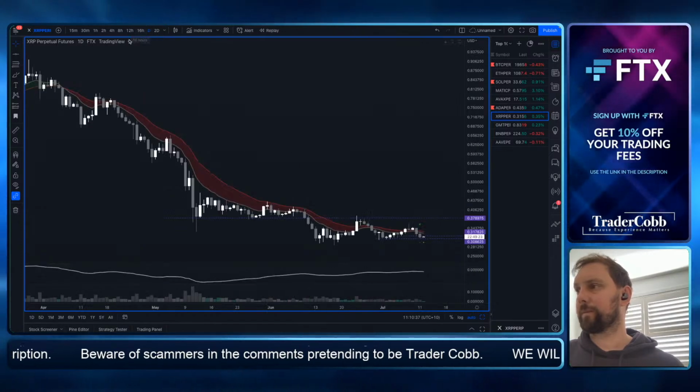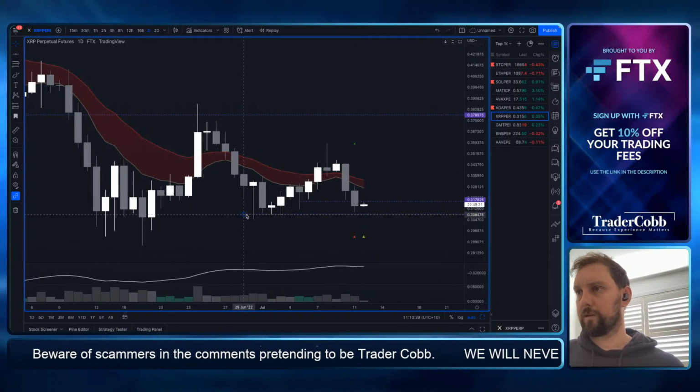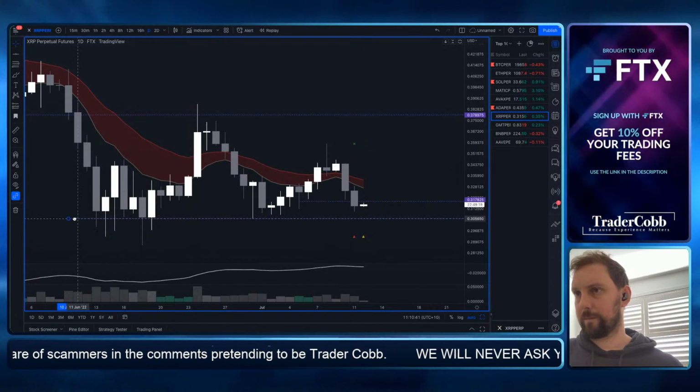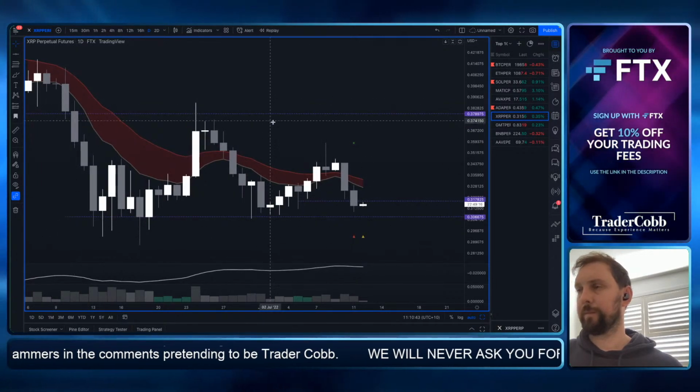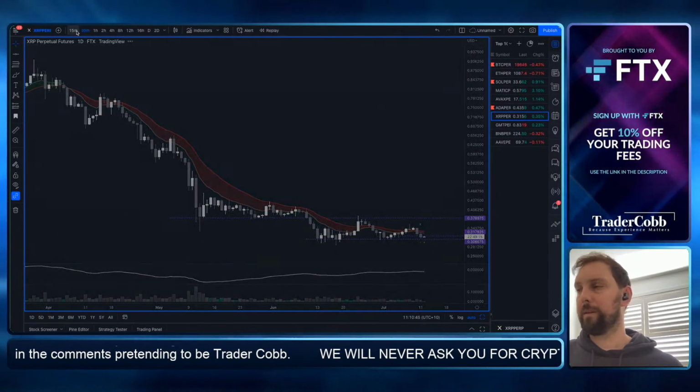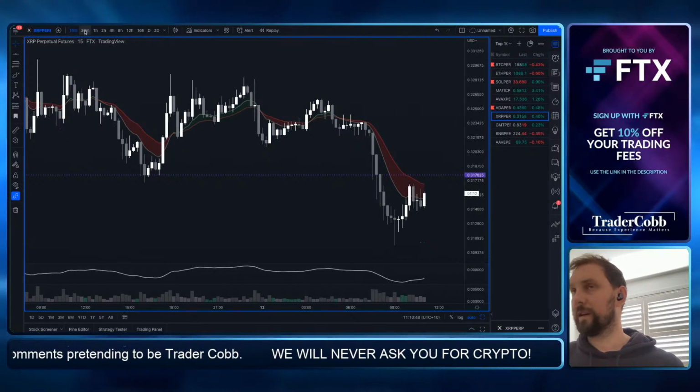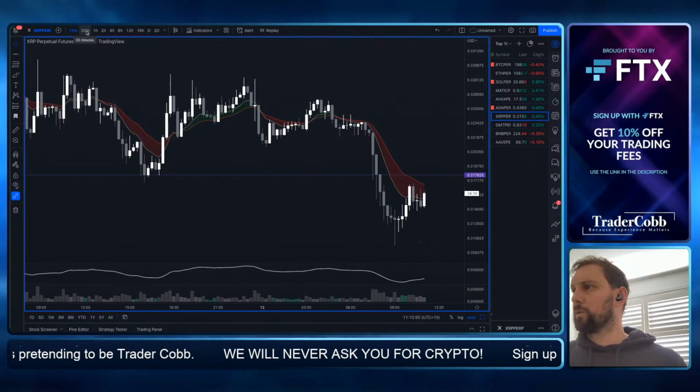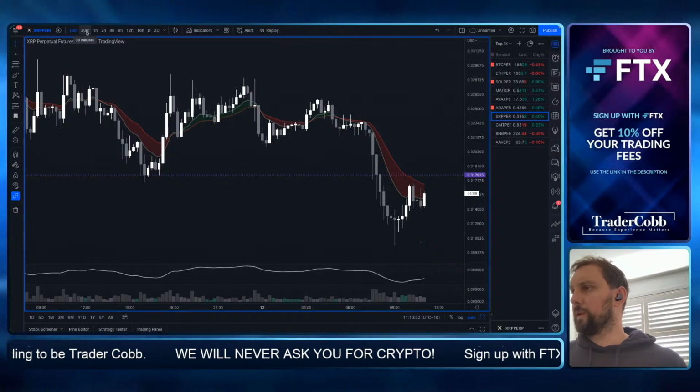XRP. Strong daily level through here, through this area. And we'll go down to the 30, go down to the 15. Okay.